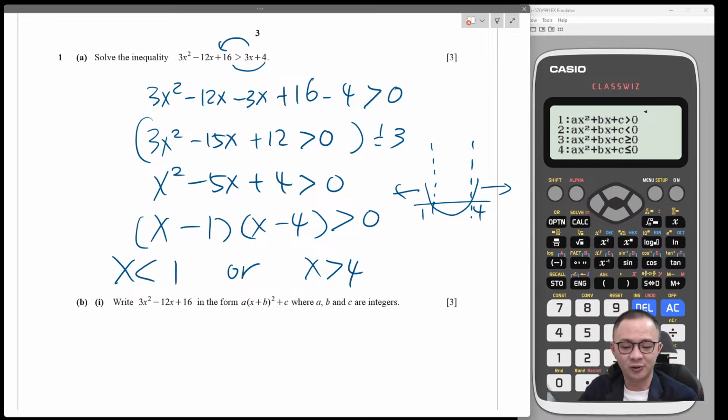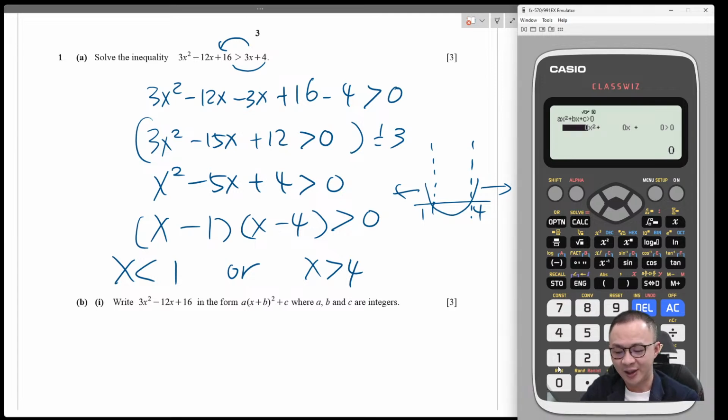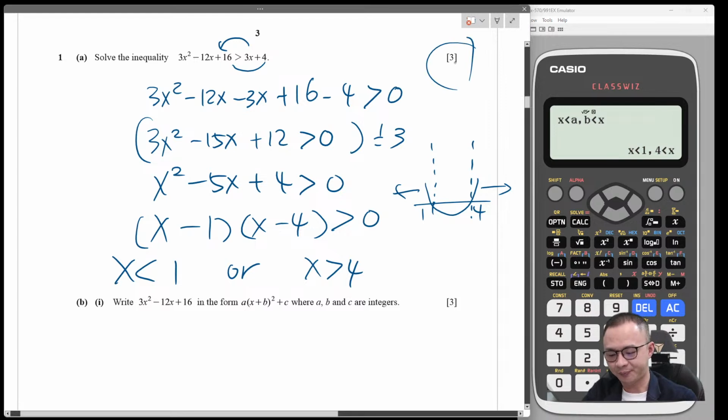Okay, if I want to use the calculator, go ahead and choose number 1, and then this is 1, minus 5, plus 4. Then you can see the calculator will tell me the correct answer accordingly. Okay, so very simple 3-mark questions.